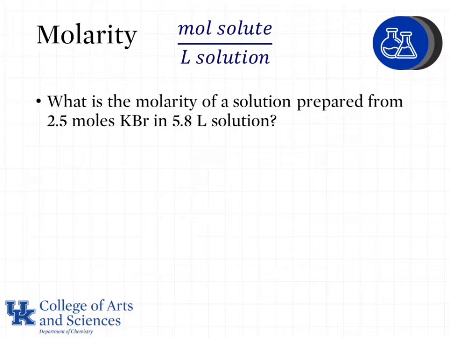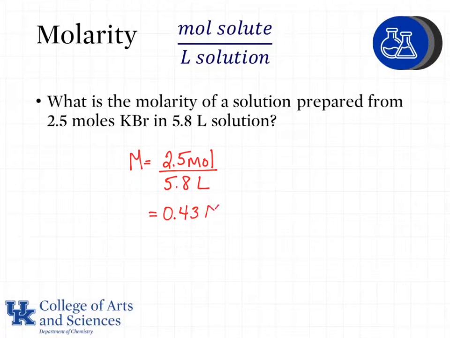We have the definition of molarity as moles of solute over liters of solution, and we are given both the moles and the liters in the problem, so we don't need to do any calculations prior to finding the molarity. In the numerator, we put 2.5 moles, 5.8 liters goes in the denominator, and we are left with a value of 0.43 molar.